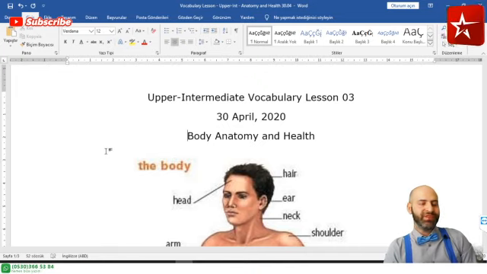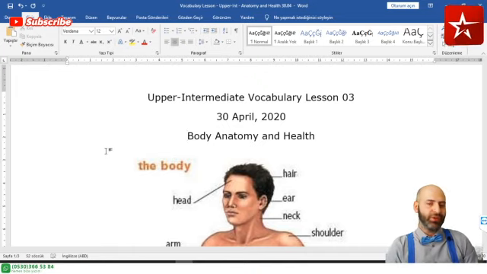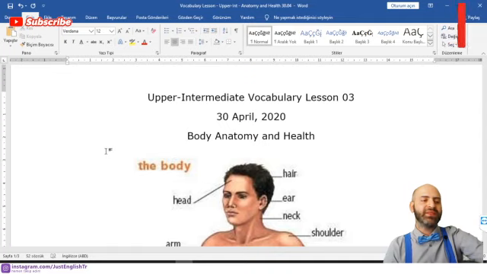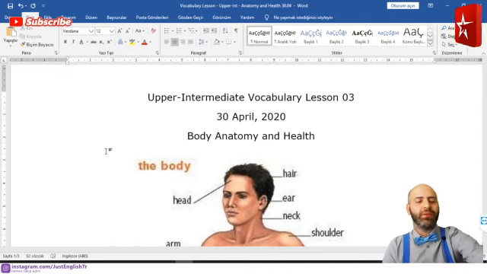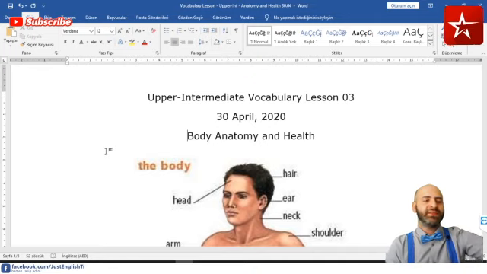So first we will start with the anatomy and I will show you a person and we will discuss all the words about it. Then we will learn some other words and phrases related to health.